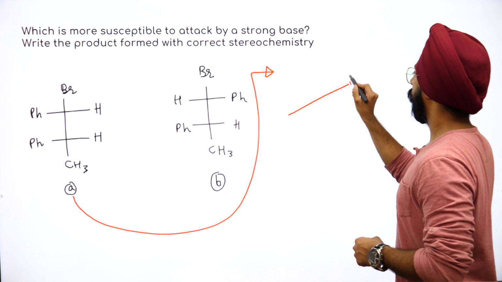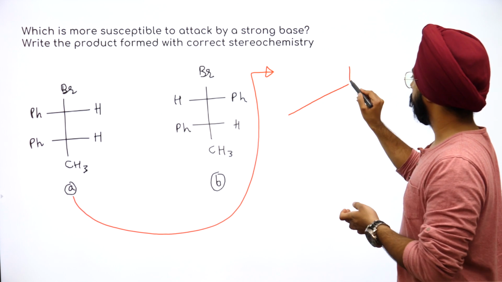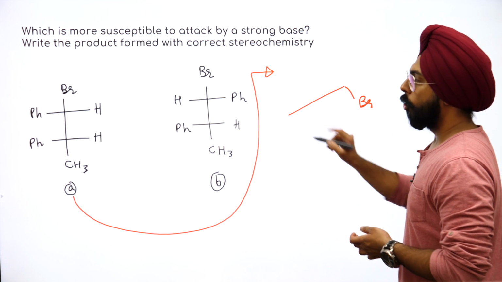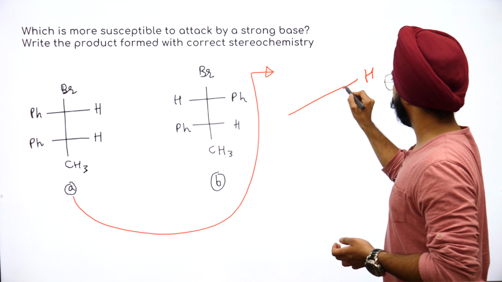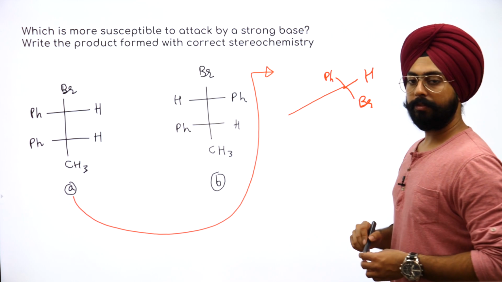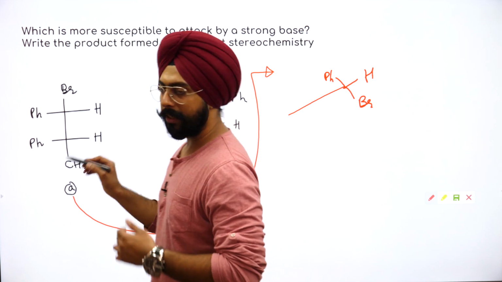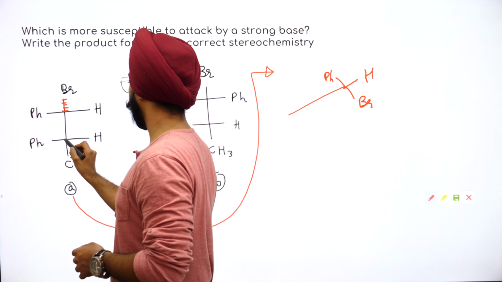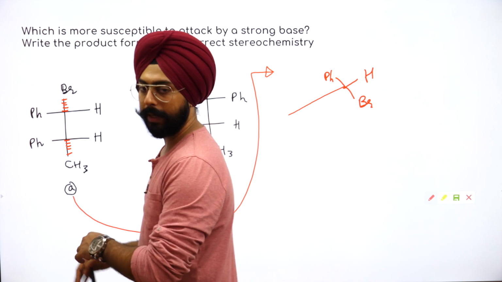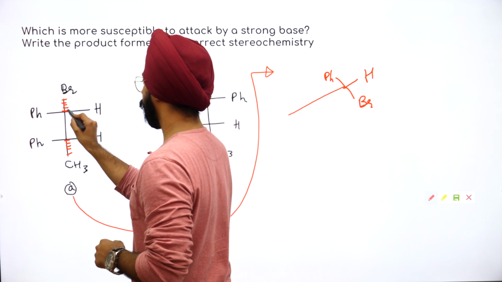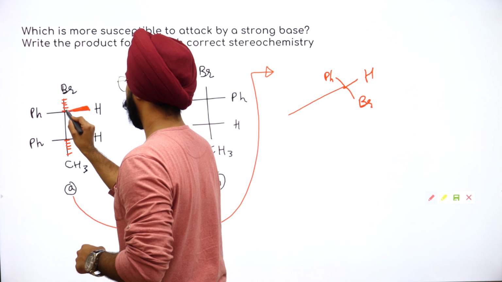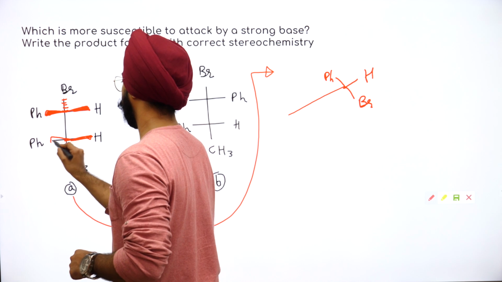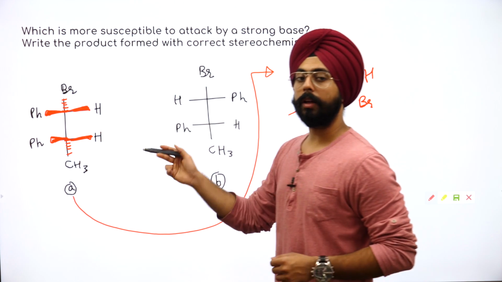On the back carbon, on the bottom you will have bromine. On the right hand side you will have hydrogen, and on the left hand side you will have phenyl group. How do I make this? Basically, whenever you see a Fischer projection, always imagine this. The groups on the top and the bottom are going behind the plane, पीछे जा रहे हैं ये, and these groups are coming towards you. Okay, this one and this one. These groups are coming towards you.